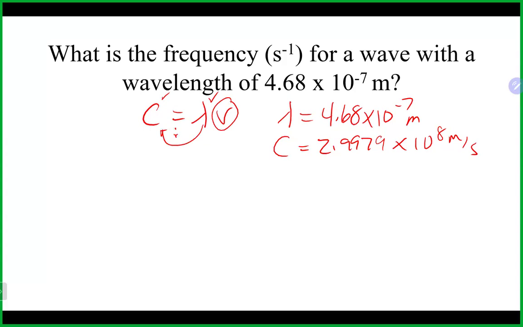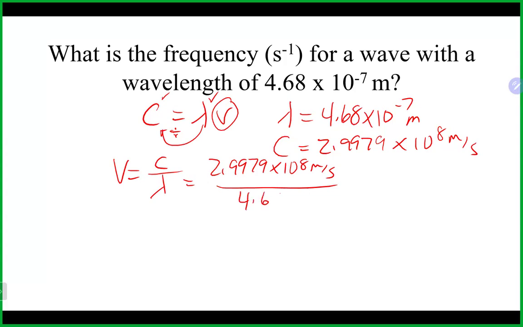We need to divide to the other side, and that gives us the frequency is c divided by the wavelength. Putting our numbers in here, 2.9979 times 10 to the 8 meters per second divided by 4.68 times 10 to the minus 7 meters. This is why we need the wavelength in meters, so that it properly cancels out with our speed of light, which is in meters. Commonly, sometimes you're given the wavelength in nanometers, so you want to make sure you convert that.